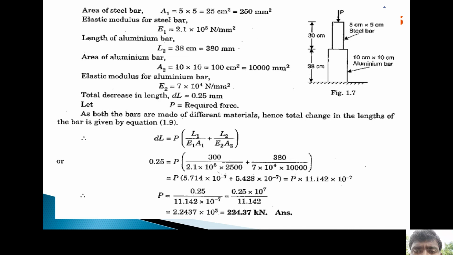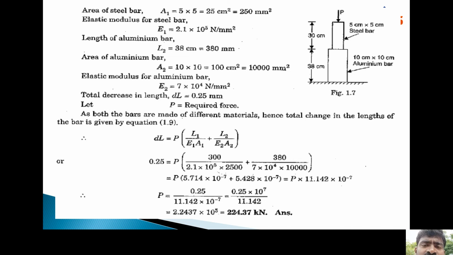Okay, next the aluminum bar, 10 centimeters by 10 centimeters. The area of the steel bar A1 equal to 5 into 5, 25 centimeters square, that equal to 2500 mm square. The elastic modulus of the bar E1 equal to 2.1 into 10 power of 5 Newton per mm square.